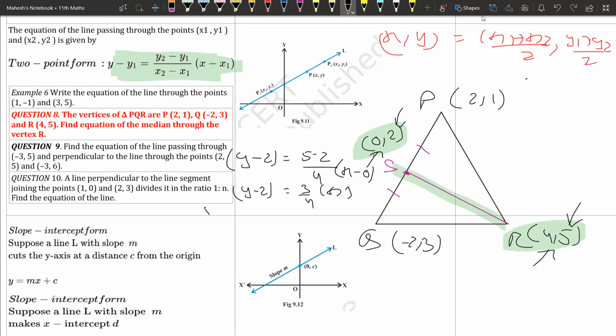Now with cross multiplication, we'll get 4y minus 8 is equal to 3x. Now simplifying it further, we can write 3x minus 4y plus 8 is equal to 0. And that should be the required equation of this line. So this is how this question can be done. You can do more questions based on the same formula.